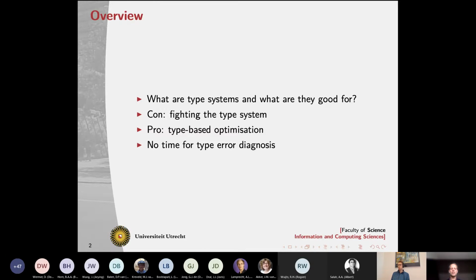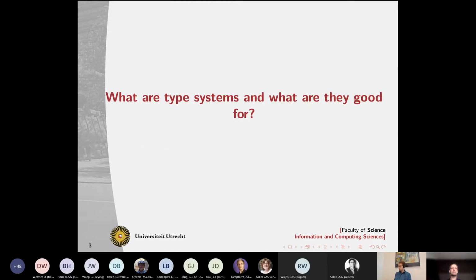First, I'll explain what type systems are and what they are good for. Then I will discuss a con, a disadvantage maybe of having a type system, which is that you sometimes need to fight it. I'll give you an example and also discuss a paper that we've written to help fight the type system. Then there's kind of an unexpected advantage to having a type system, and that is that you can also use them to do optimization, not just for validation. I was also planning to do some type error diagnosis, but I decided against it, maybe for another time.